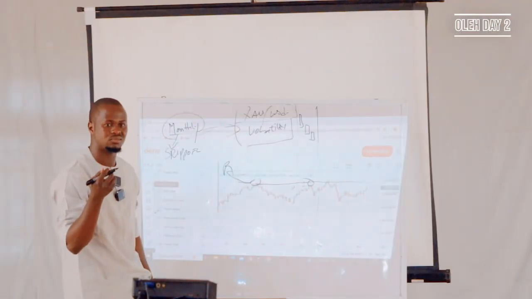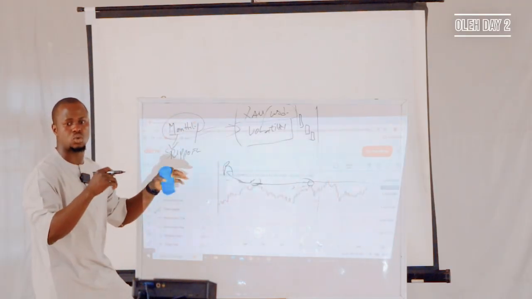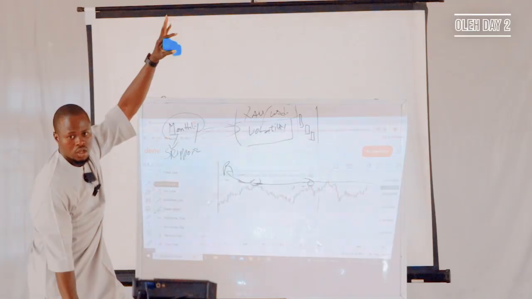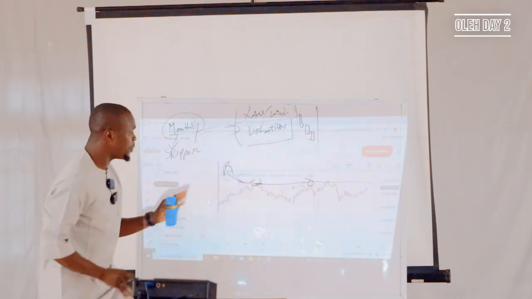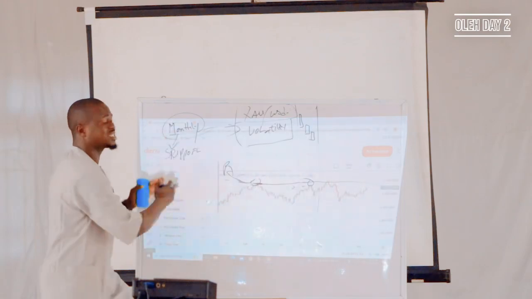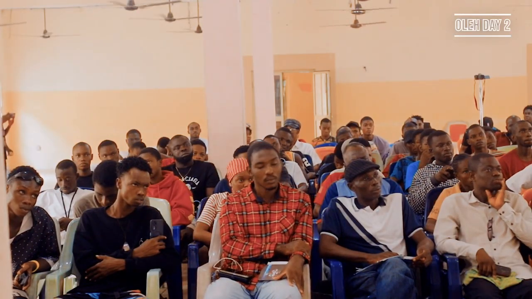You understand that? If your horizontal line, which is what you use in marking, is at the top, what is it? Resistance. If it's below, support. So, for example, I just open the chart. The first thing I see is my resistance. And you are on the monthly time frame. You mark out all the support and resistance on this time frame.